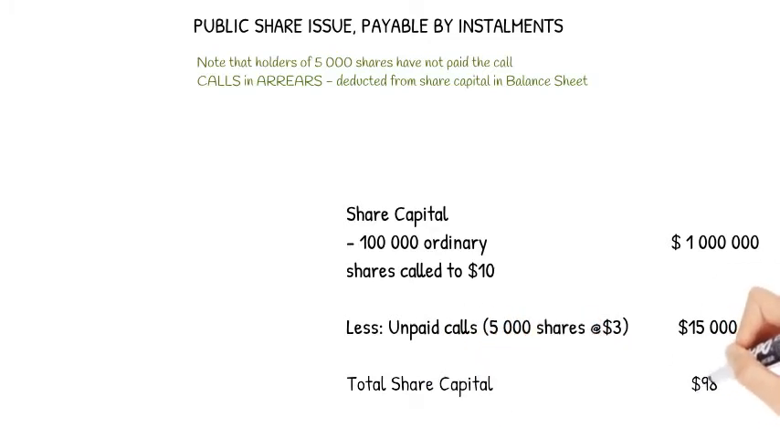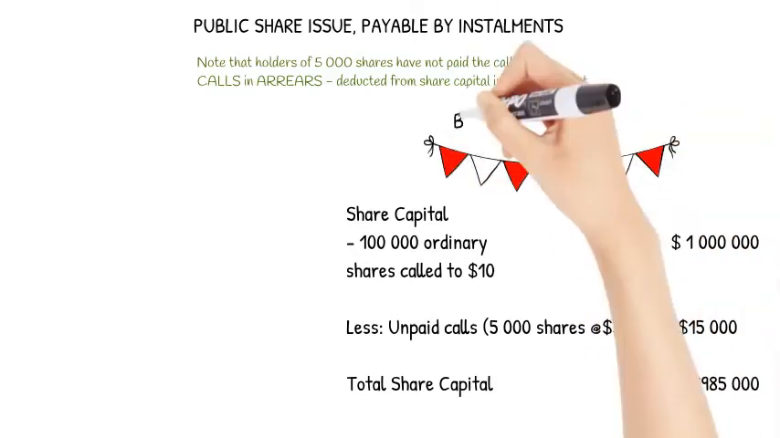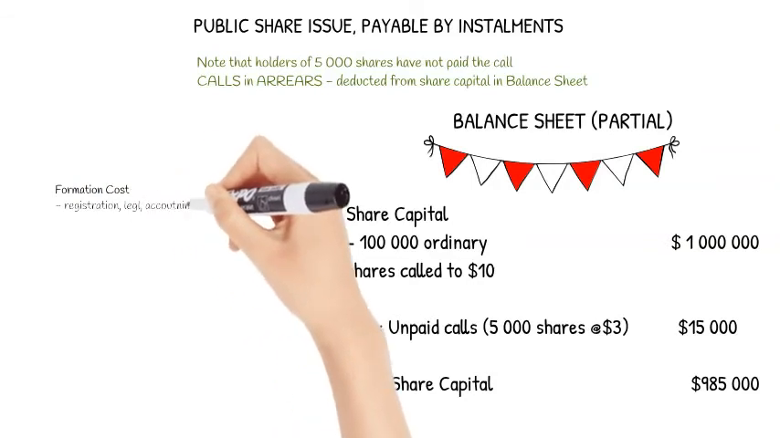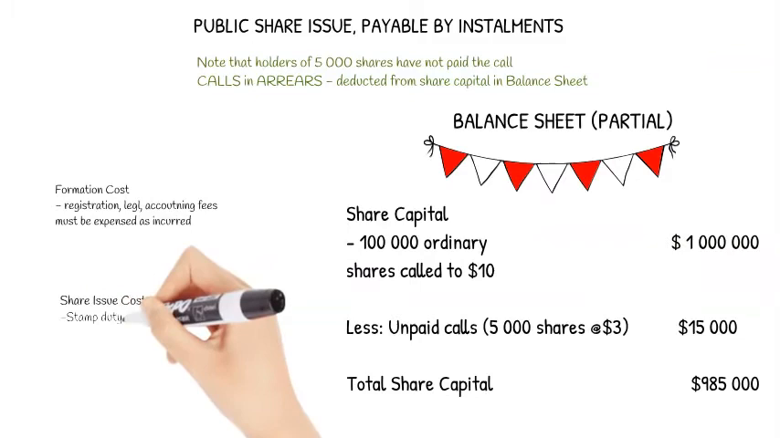Here I'm showing you a partial balance sheet. Please note that if there is any formation costs such as legal fees, accounting fees, these must be expensed. Any share issue costs, such as stamp duty, must be treated as deduction from equity.